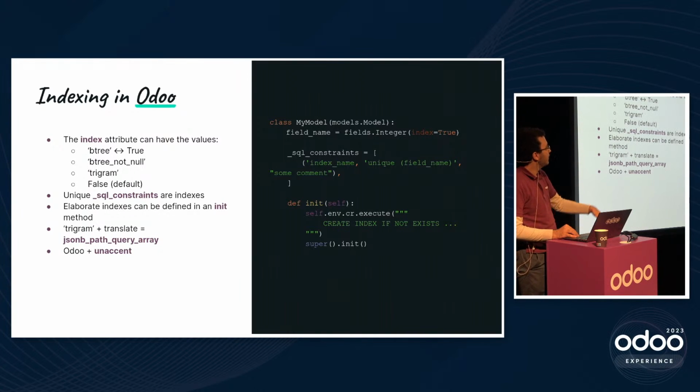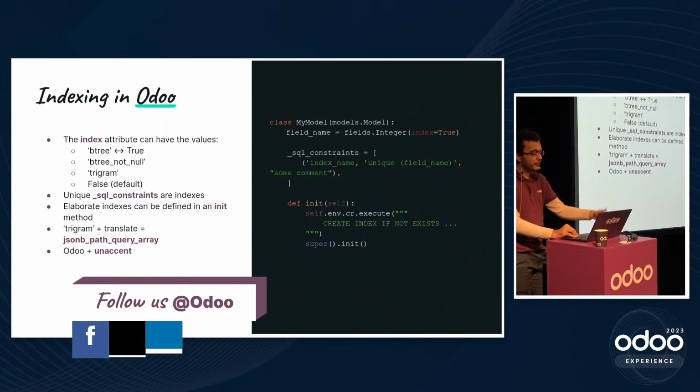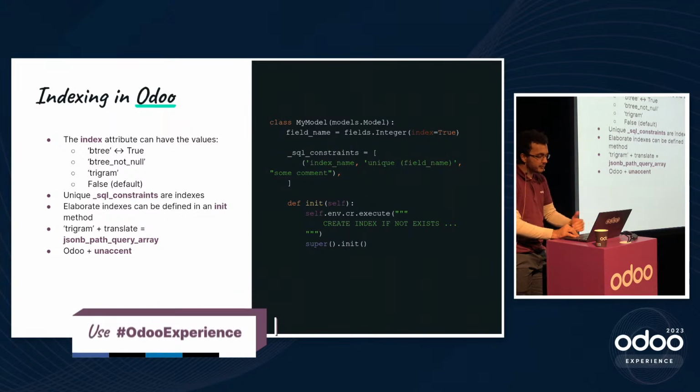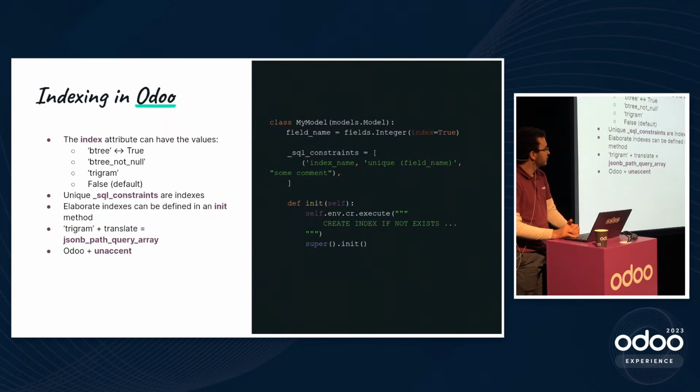And you can specify more complex indexes in the init method. You can add IF NOT EXISTS, which basically guarantees that when we upgrade the module and we run the init method a second time, where by default PostgreSQL will throw an error if the index already exists, with IF NOT EXISTS we will not run the code.